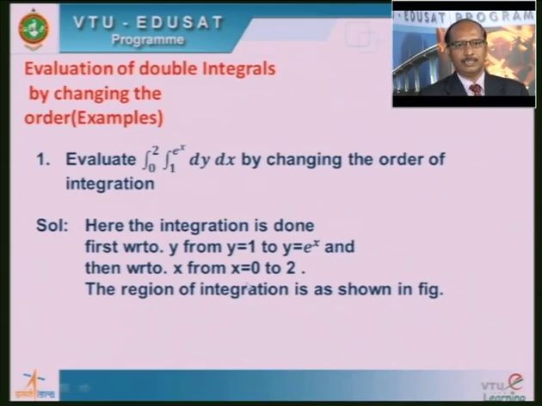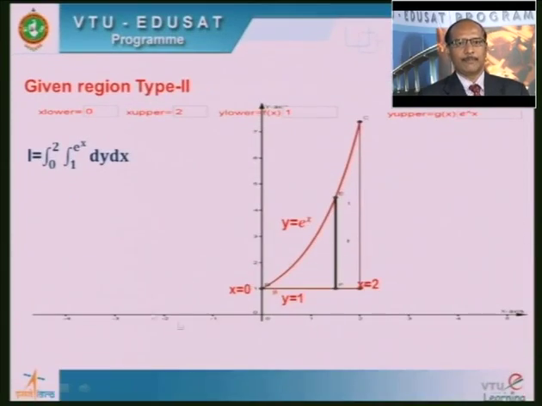So, the region of integration I have shown in the figure here. The x limits are 0 to 2. x equal to 0 is nothing but the y axis, and x equal to 2 is a line parallel to the y axis. So, this is the boundary of the region. For the y limits, y equal to 1 is a line parallel to the x axis. Then the upper limit y equal to e raised to x is an exponential curve, which we plot on the graph paper. So, this is the given region.